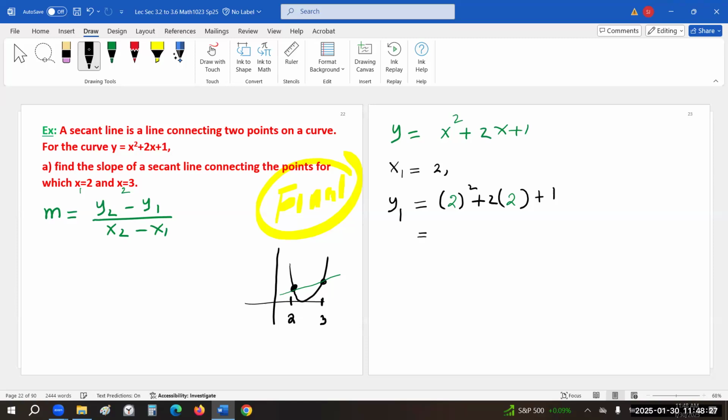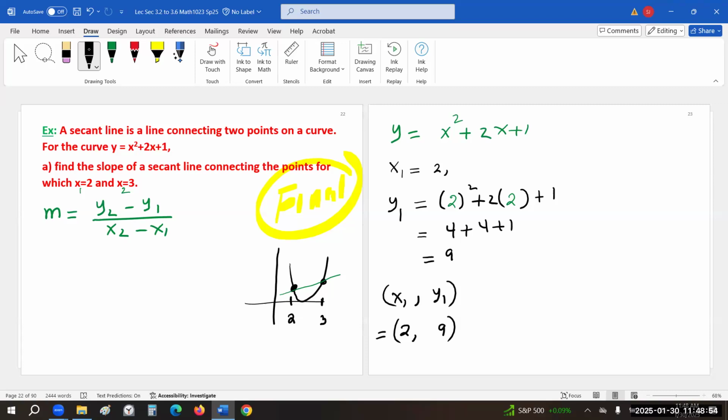So what is 2 squared? And what is 2 times 2? 4. And what is 4 plus 4 plus 1? 9. So we found 1 point. X1, Y1 is 2, 9. We are happy we have half of the information, but we still need another half.